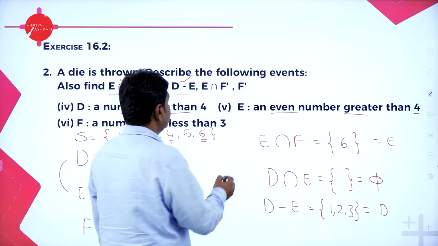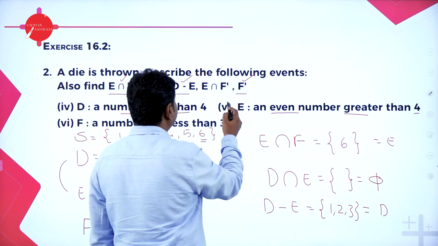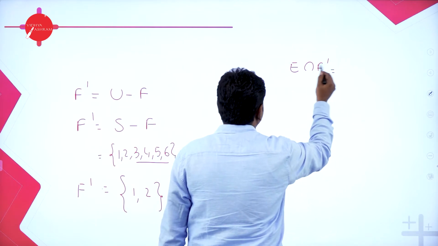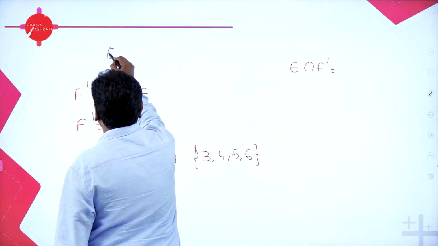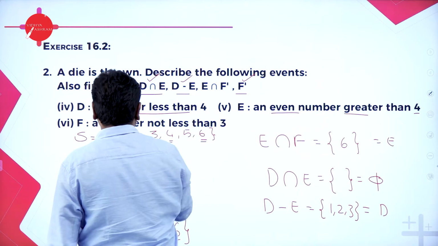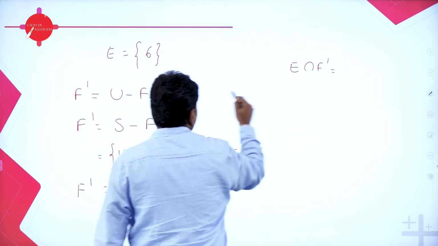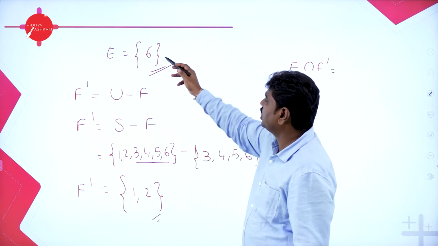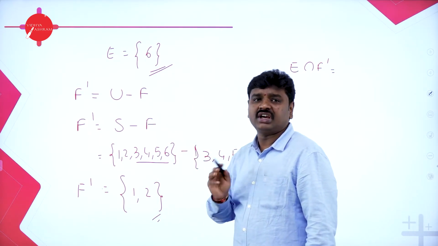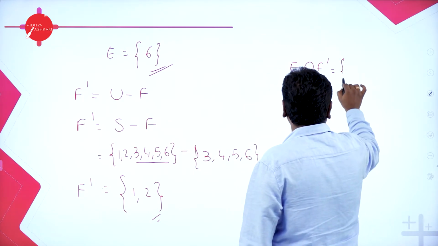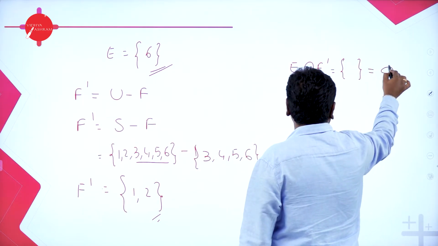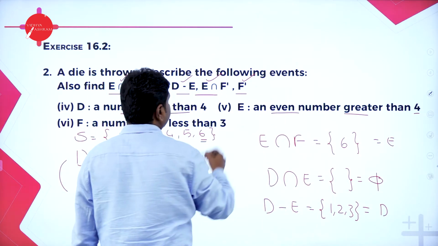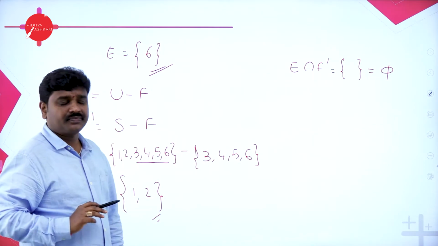We are done with F dash. Then E intersection F dash means the common elements of E and F dash. What is E? Here we have written 6, that is an even number greater than 4. Do we have any common element in E and F dash? We don't. So E intersection F dash is a null set. So we are done with this. I hope all of you understood this.